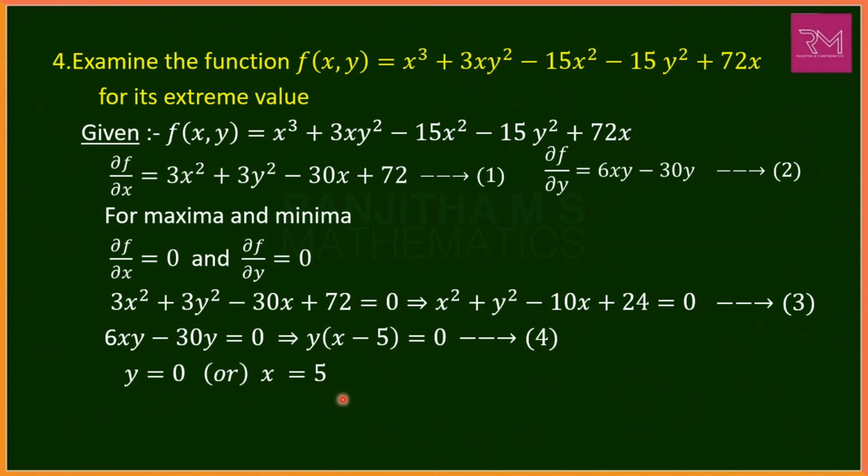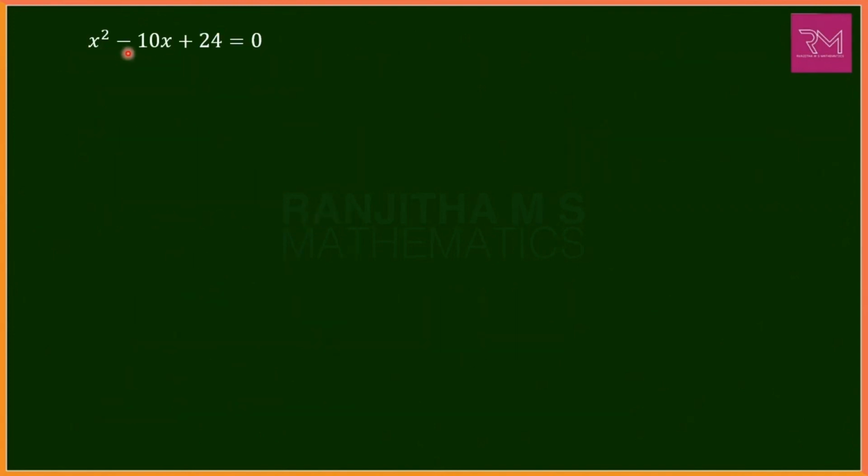Substitute y is equal to 0 in equation number 3. If y is equal to 0, equation 3 becomes x square minus 10x plus 24, which is equal to 0. Here this is a quadratic equation. To find the points using the quadratic equation, we know that x square minus 10x plus 24 is equal to 0, means you have to find the factors of 24x square. Hence 24x square can be split as minus 6x minus 4x, that is x square minus 6x minus 4x plus 24, which is equal to 0.